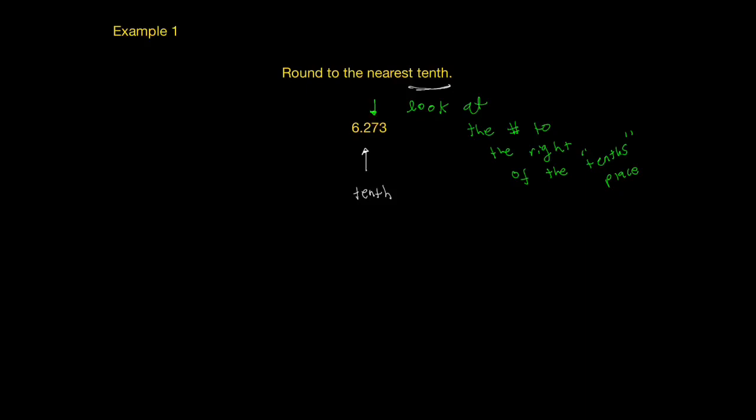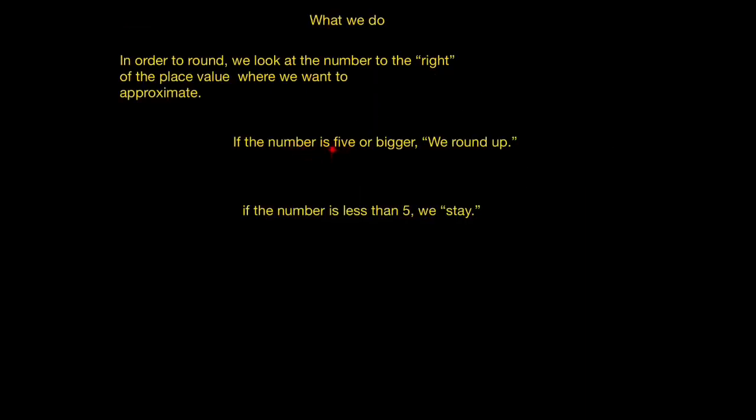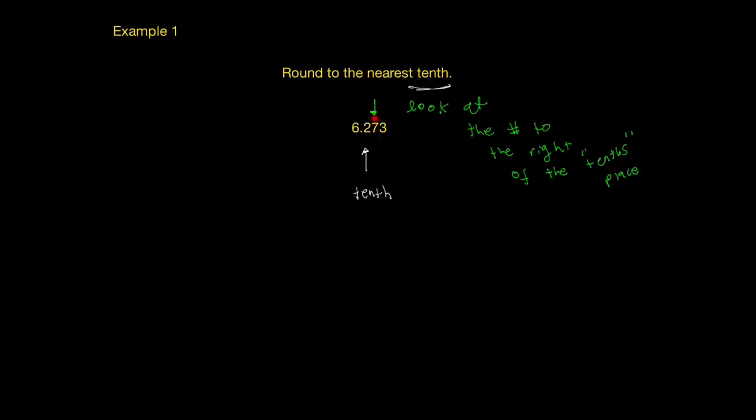If the number is 5 or bigger, we round up. If the number is less than 5, we stay. So 7 is definitely in the category of 5 or bigger, so we're going to round up. And 6.273 becomes 6.3. And that is our approximation.